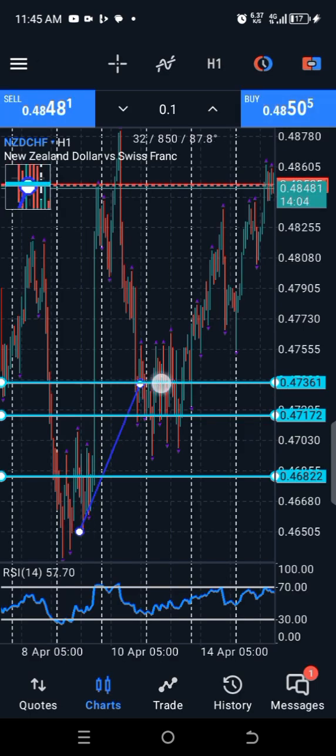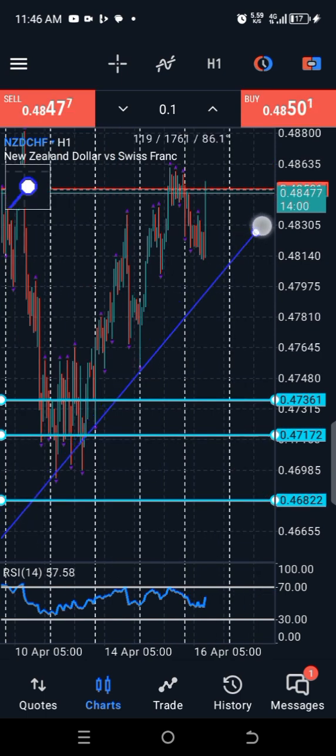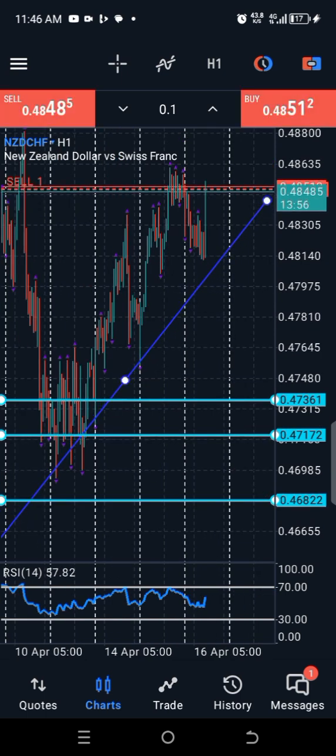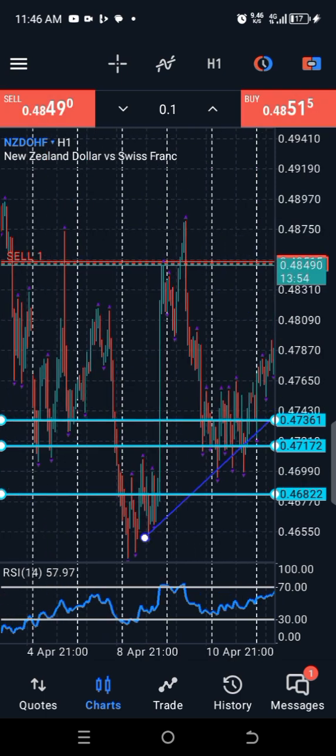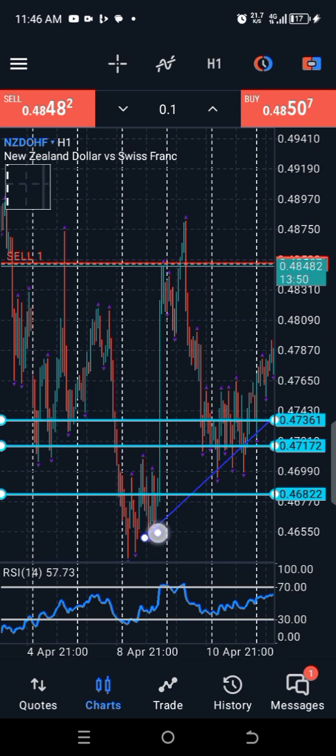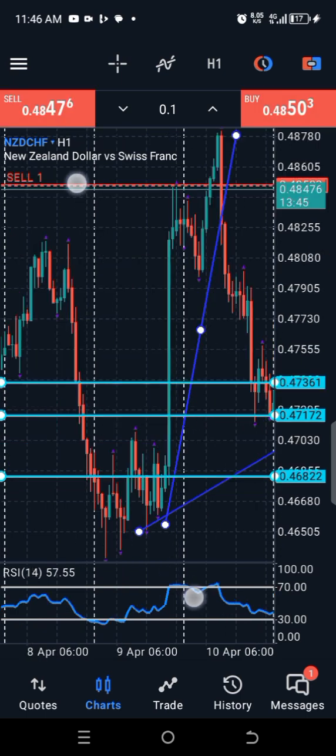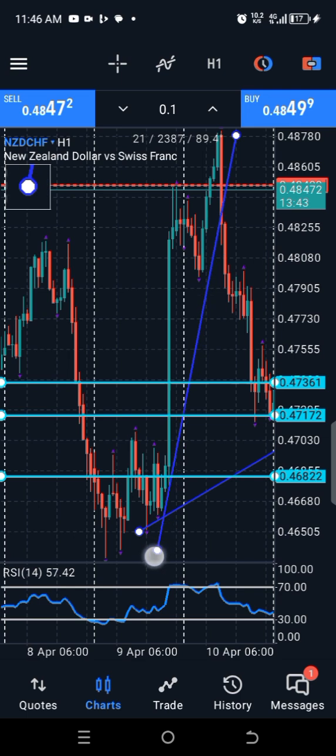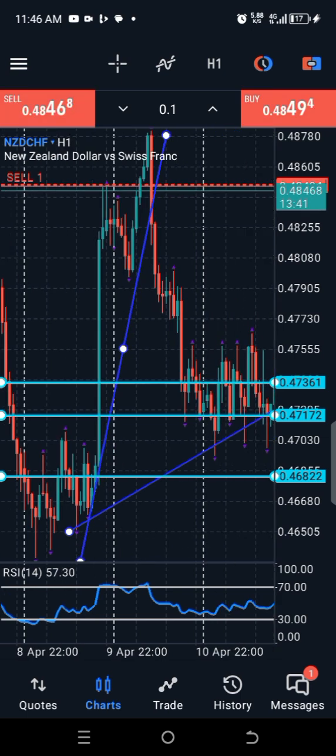So one, this is one. These are actually 3 points, right? There is another one that I drew to enter that trade, which is from here to here. Okay, so this is more of a steep trend on the upside. As you can see, price broke it here.